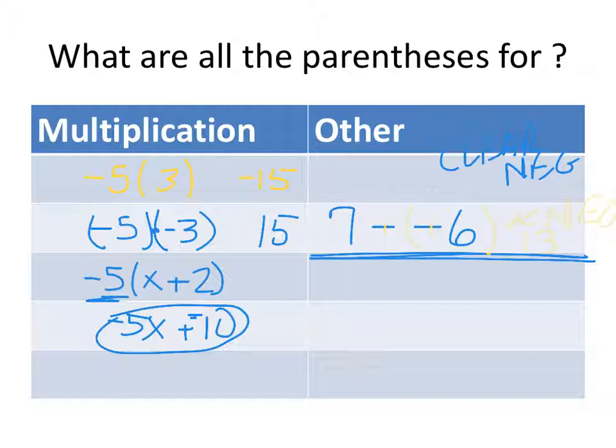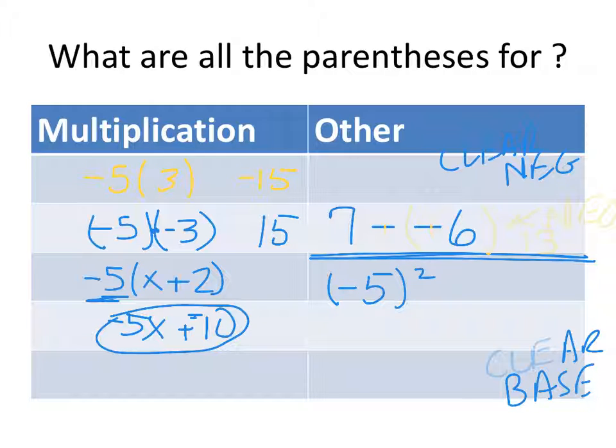I'll put that back on the blue. The other time we want to use parentheses is to clear up the base of an exponent. So for example, if this -5 is in parentheses, it indicates that the base of this exponent is -5, which means it's -5 times -5, which is 25.